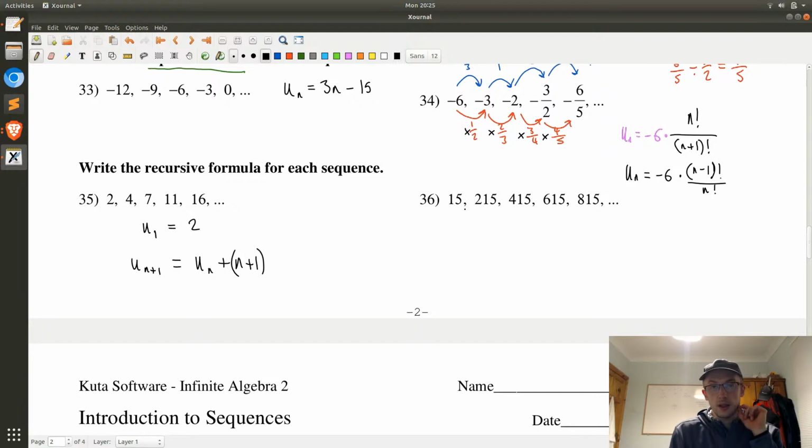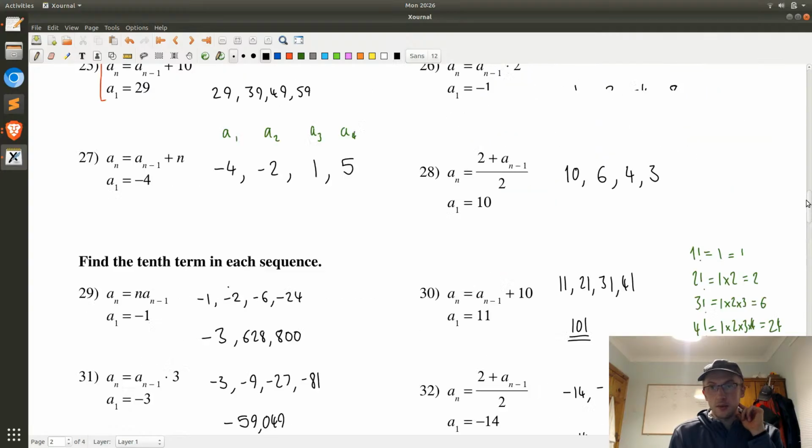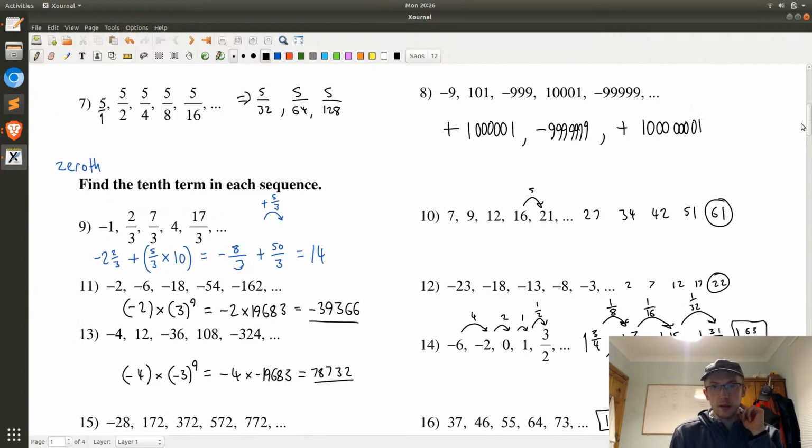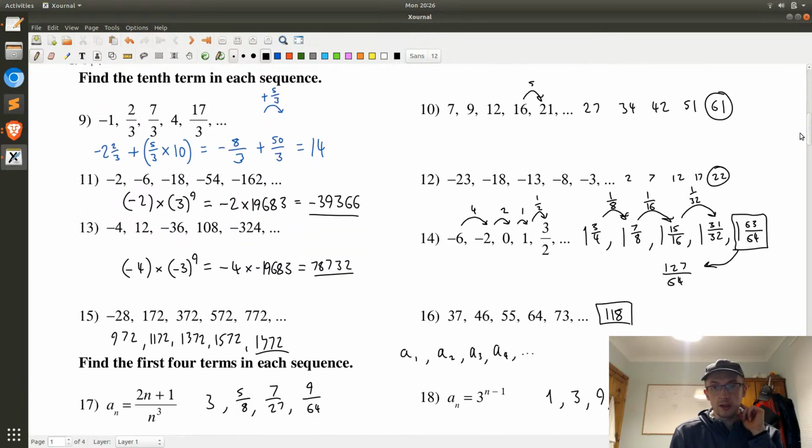Here, we are adding on 200 each and every single time. And the very first term is 15. So the rule to get from one term to the next is to just add on 200 to the previous term. Okay, that's fine. I really want to know what's actually going on with this bizarre sequence up here. What was it?